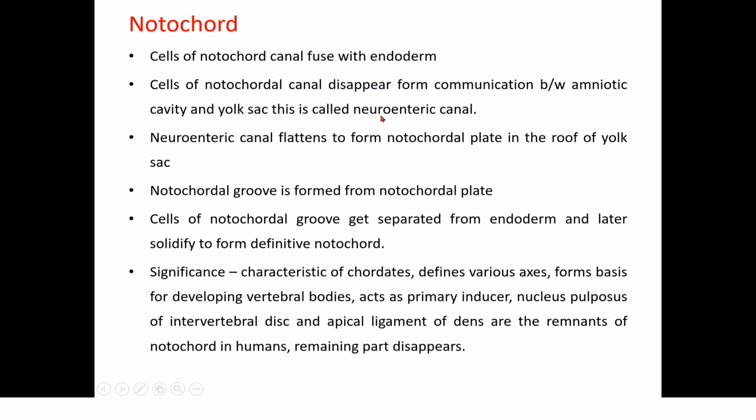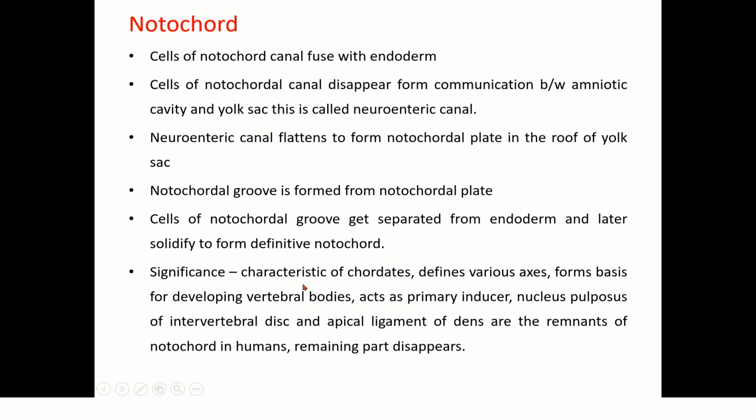So cells of the notochordal canal disappear, forming a communication between the amniotic cavity and yolk sac. This is called the neuroenteric canal because there is a rapid differentiation occurring in the epiblast, so it needs more nutrition. So this neuroenteric canal helps the yolk sac to supply nutrition to the rapidly changing epiblast. So the neuroenteric canal flattens to form the notochordal plate in the roof of the yolk sac. Then the notochordal groove is formed from the notochordal plate. Cells of the notochordal groove get separated from the endoderm and later solidify to form the definitive notochord.